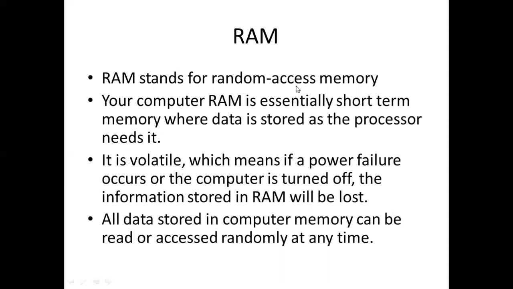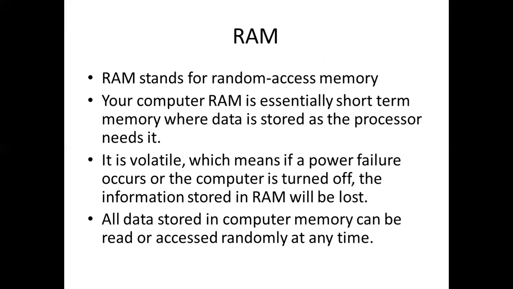RAM stands for random access memory. Why is it called random access memory? Because the processor can access data or instructions randomly, from everywhere. They are not stored in a structured way. They are stored everywhere, and the CPU can access that data on the RAM anyway. Your computer RAM is essentially short-term memory where data is stored as the processor needs it.